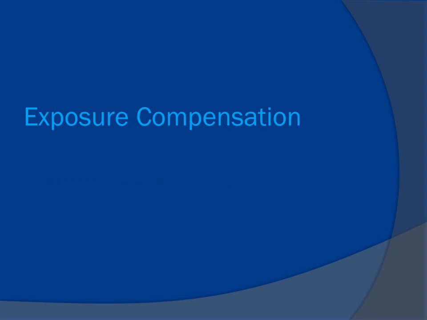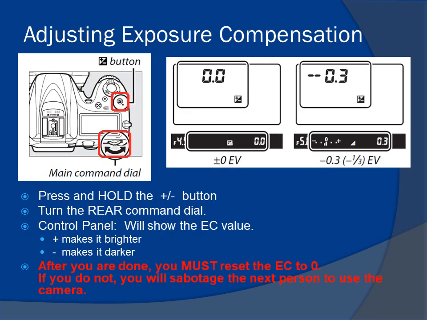Exposure compensation. Adjusting exposure compensation. On the top right side of the camera, as shown in the left picture, you press and hold the plus or minus button. That is the exposure compensation button. While holding that button down, you turn the rear command dial. The control panel will show the exposure compensation value. Plus makes it brighter. Minus makes it darker.